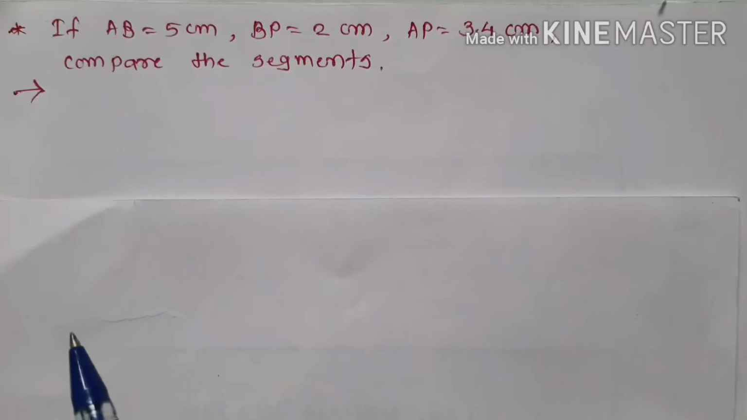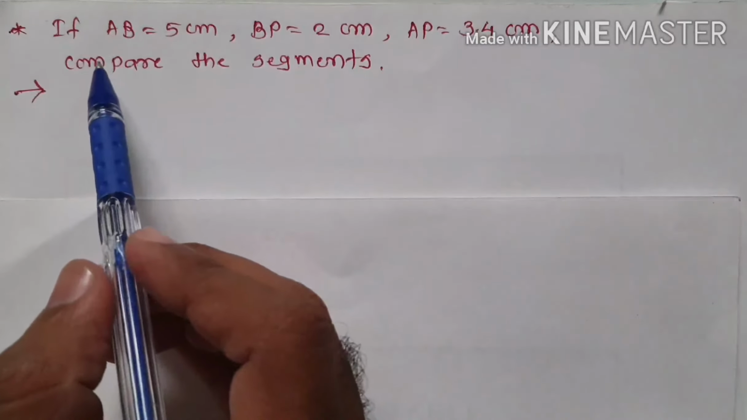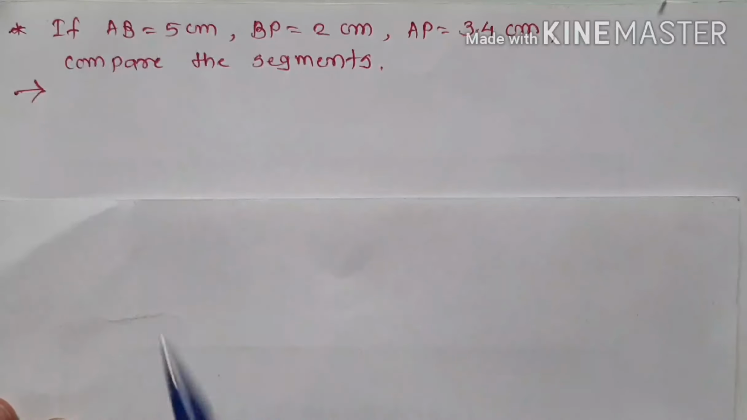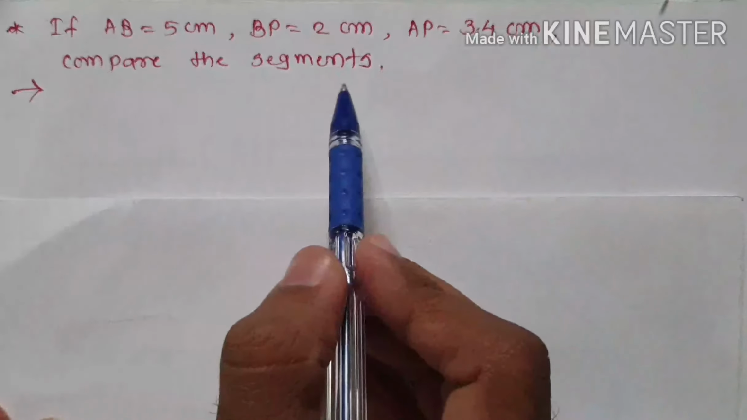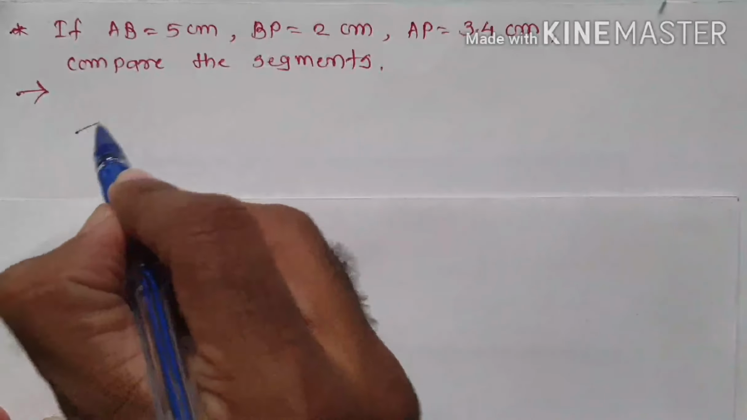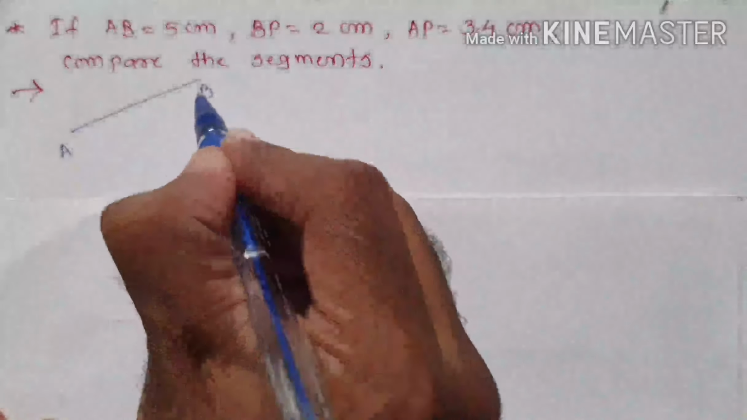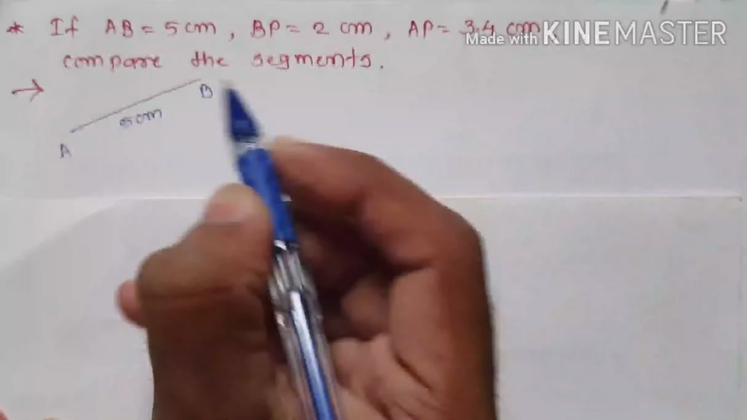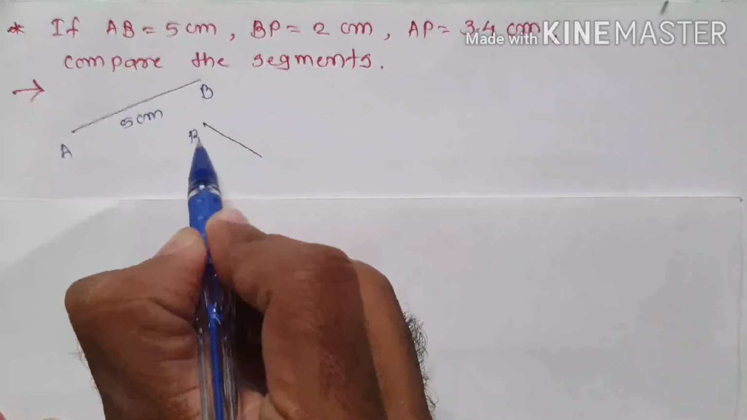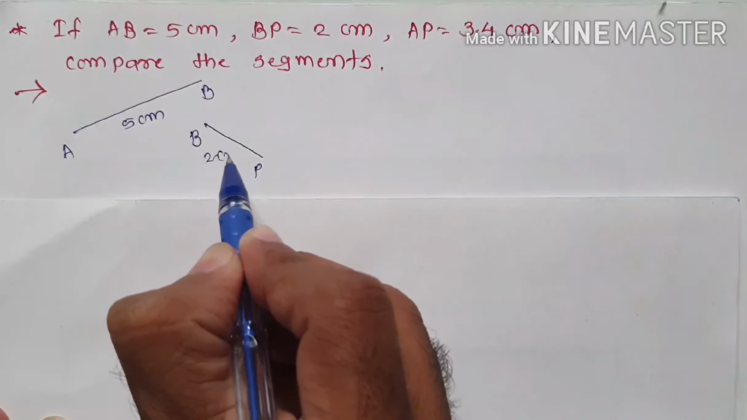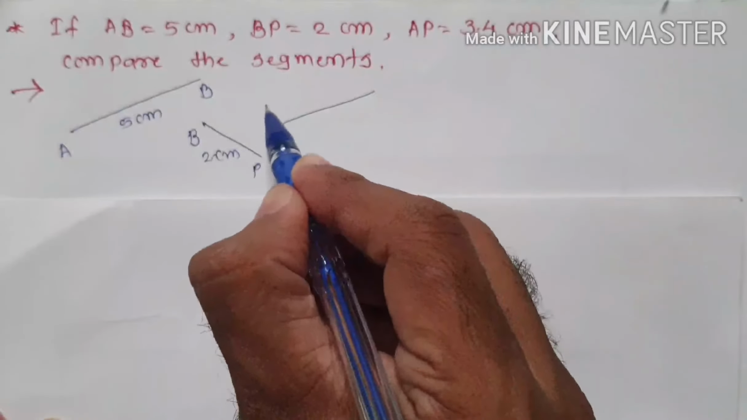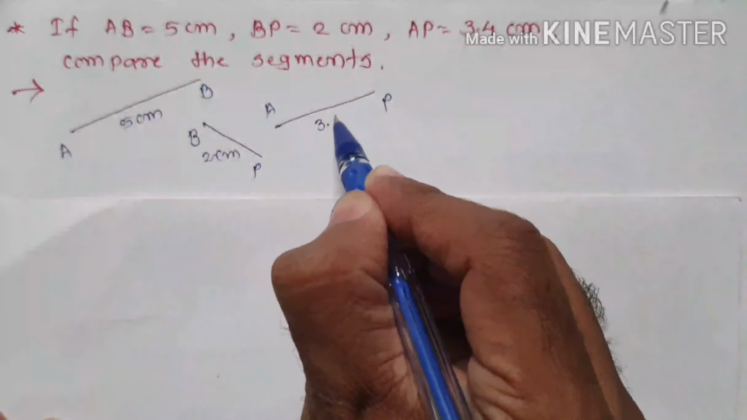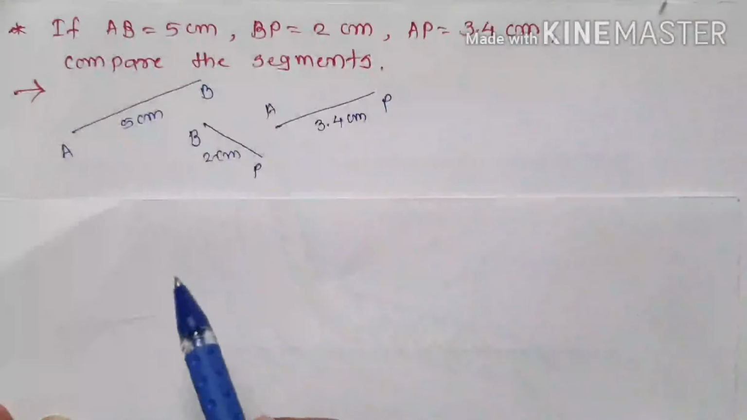The next problem is based on the comparison of segments. There are three segments given: AB is equal to 5 cm, BP is equal to 2 cm and AP is equal to 3.4 cm. The question is, we have to compare these segments. Suppose this is segment AB, 5 cm, PB, which is 2 cm, and the length of AP, which is given to be 3.4 cm, and we have to compare these three segments.